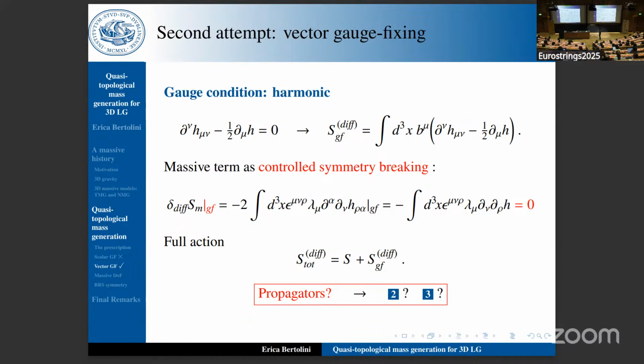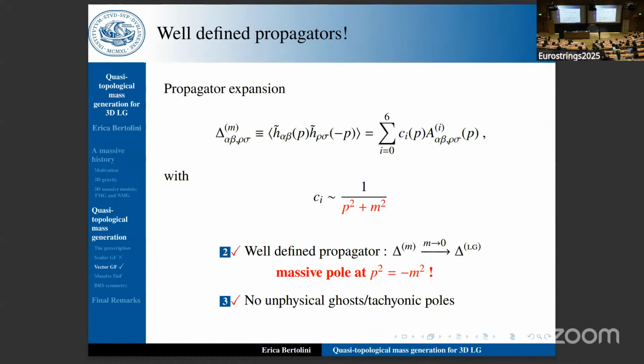So now we can go on and study the whole theory with the new gauge fixing term and look at the propagator, which now, happily, gives a good result. We see that the coefficients of the propagator have a non-divergent massless limit, and it gives us the propagator of linearized gravity when the mass goes to 0. It's also telling us that the gauge field has a mass that's related to m, the mass parameter. Additionally, we can see that there are no physical ghost or tachyonic poles appearing.